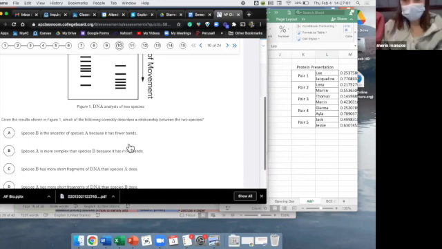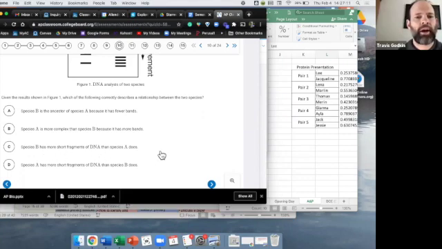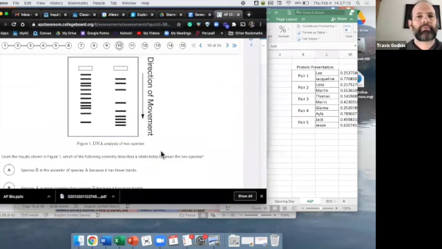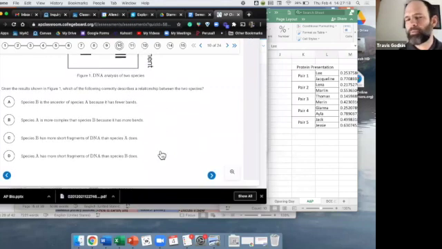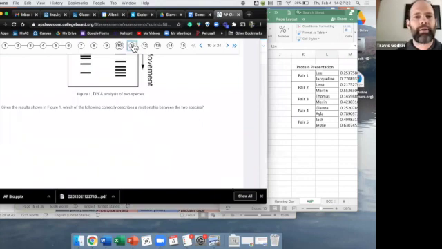So is it C or D? It was C. Okay. Species B has more short fragments than species A. Okay. So close. Good reasoning. All right. Let's look at number 11.